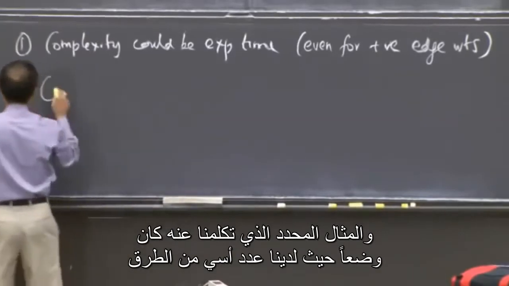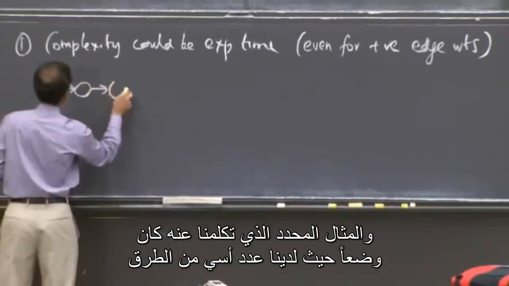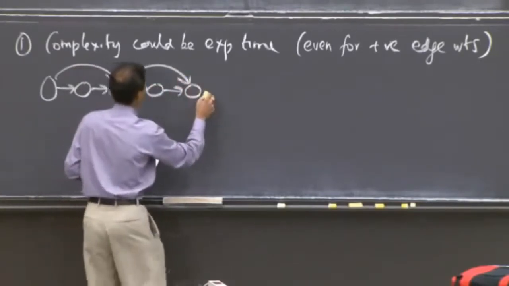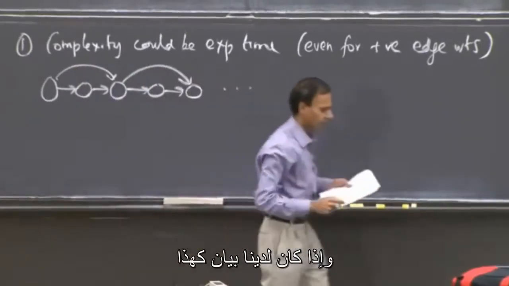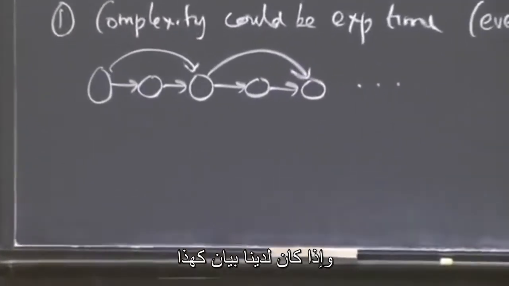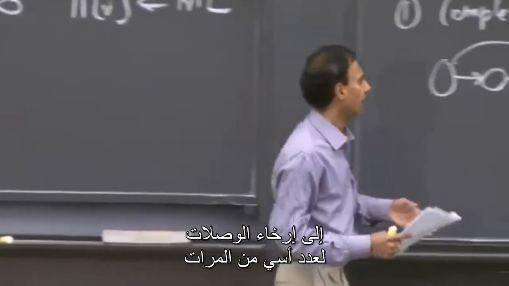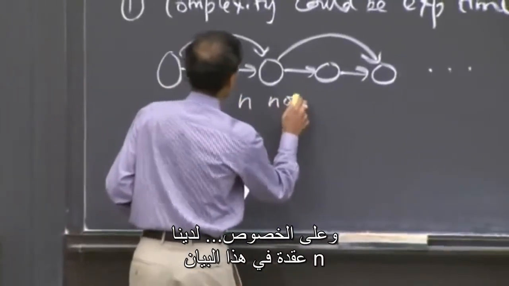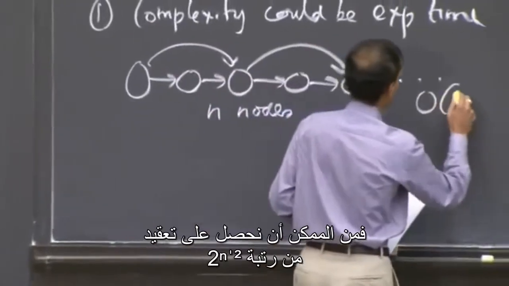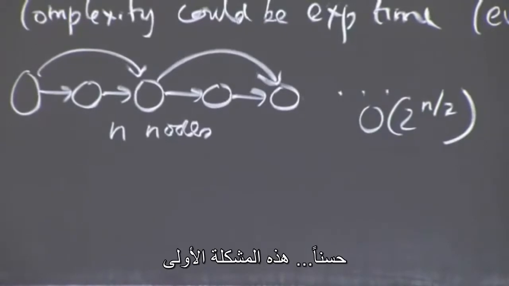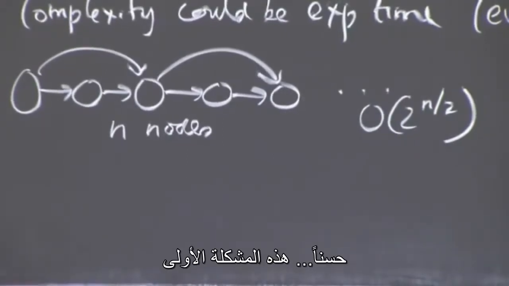And the particular example we talked about was something where you had an exponential number of paths, and if you had a graph that looks like this, then it's possible that a pathological selection of edges is going to make you relax edges an exponential number of times. In particular, if you have n nodes in this graph, you could end up with a complexity of order 2 raised to n over 2. Okay? So that's one problem.